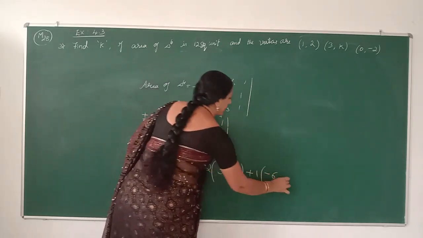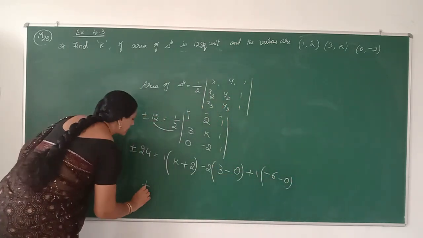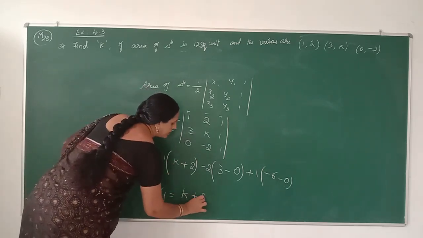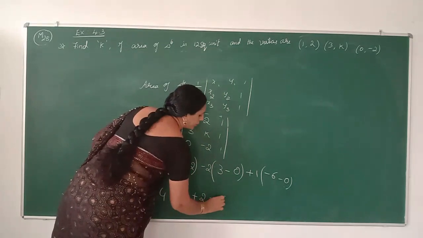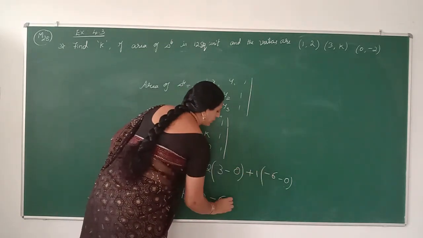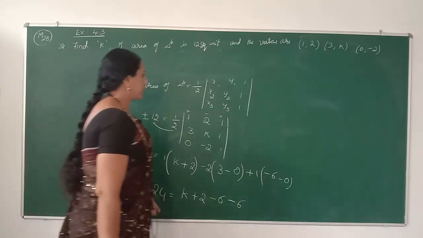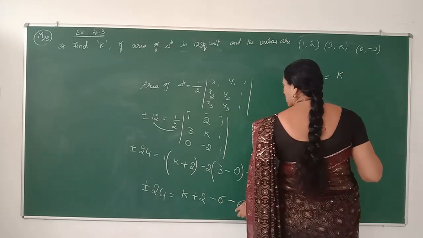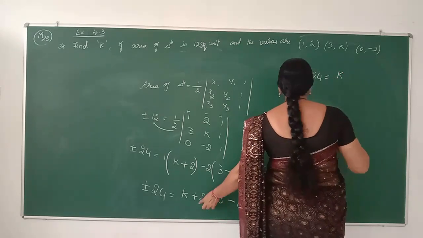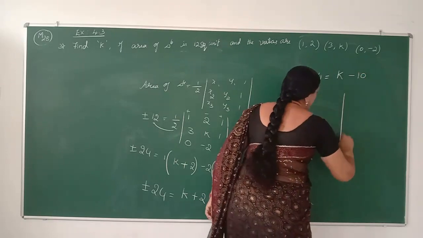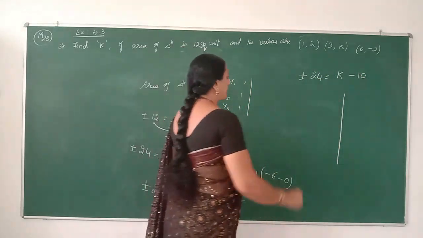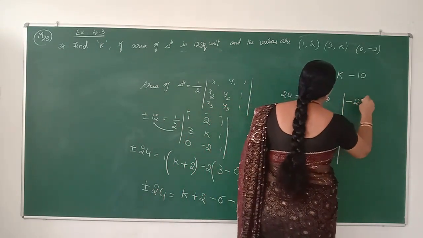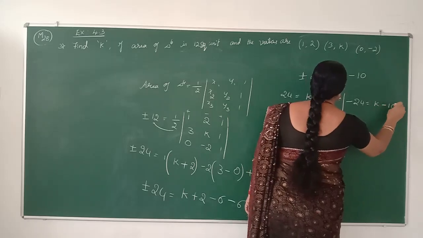Minus 6 minus 0, that is plus or minus 24 is equal to 1 into k plus 2, which is nothing but k plus 2, minus 2 into 3 is minus 6, plus 1 into minus 6 is minus 6. That is plus or minus 24 is equal to k minus 6 is minus 12, minus 12 plus 2 is minus 10. So then we'll separate the plus or minus sign: 24 is equal to k minus 10 and the other one is minus 24 is equal to k minus 10.